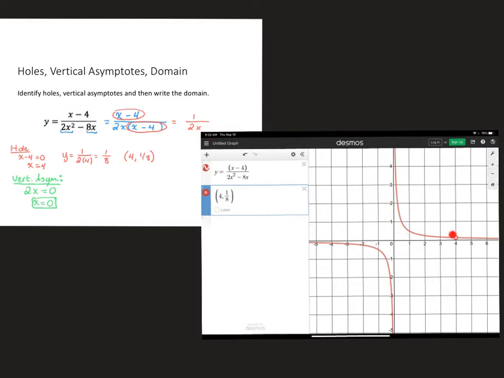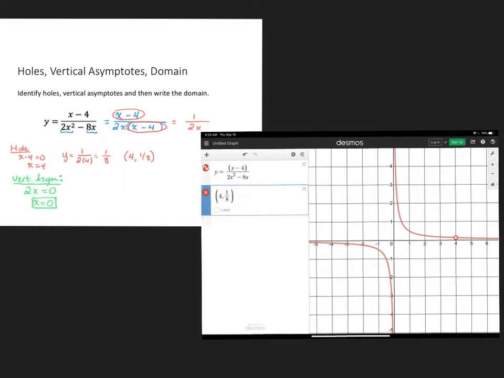It just wouldn't have the domain exclusion hole. So this is the graph of my rational function. I have a vertical asymptote at x equals 0, and I have a hole at 4, 1/8.